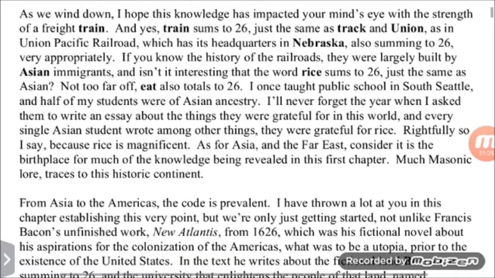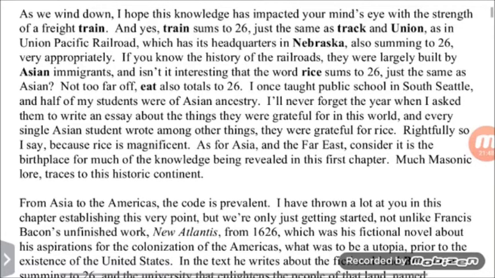I once taught public schools in South Seattle, and half of my students were of Asian ancestry. I'll never forget the year when I asked them to write an essay about the things they were grateful for in this world, and every single Asian student wrote, among other things, they were grateful for rice. Rightfully so, I say, because rice is magnificent.